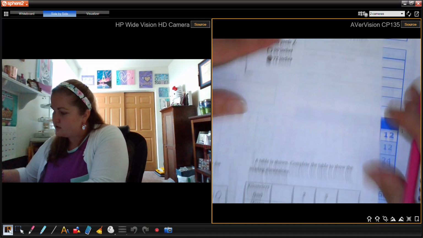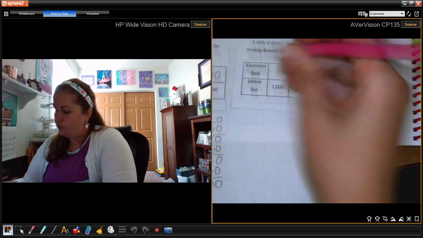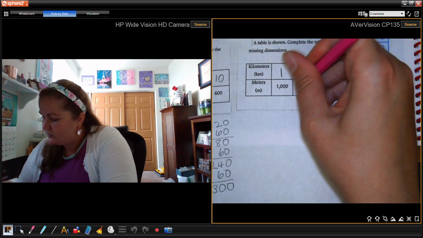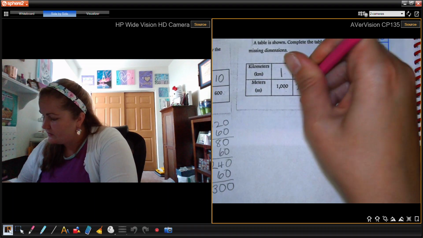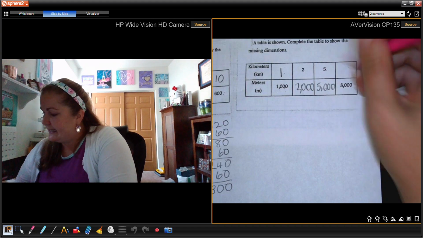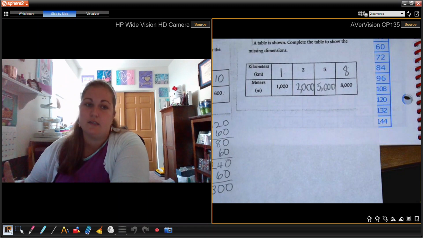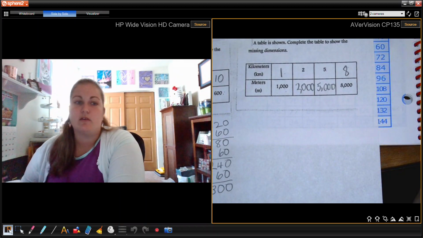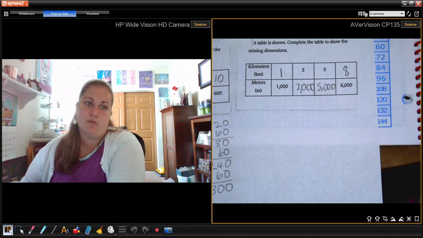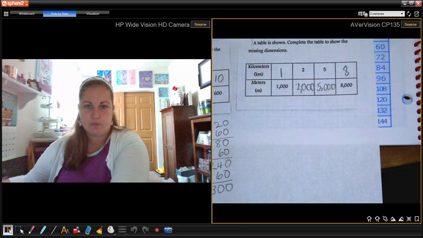1,000 meters is in the chart. 1,000 meters is 1 kilometer. So if 1 is 1,000, 2 is 2,000, 5 is 5,000, and 8,000 meters is only 8 kilometers, or some of you might say kilometers. It's the same thing, it's just a different pronunciation. Just like some people say caramel or caramel. Not going to get into that argument, but same thing, just different pronunciation.